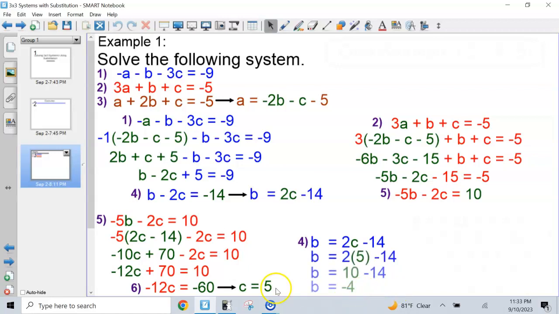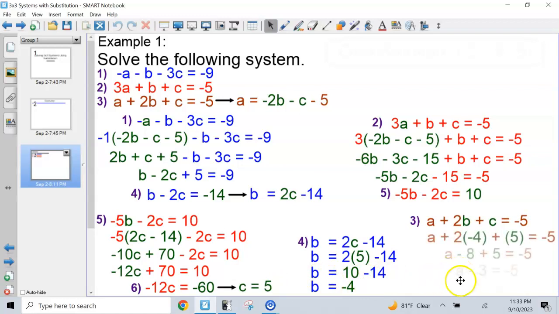Now I know B and C, I need to find A by plugging these two values into one of the first three equations. It doesn't matter which one you use. I'll use the third one. So here's the third equation. B and C are in green because I'm going to replace them with negative 4 and 5. Then I'm going to multiply, then combine like terms, then I'll move the 3 over by adding. You get A equals negative 2.